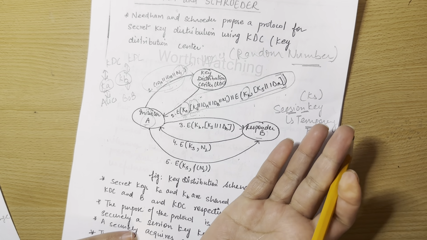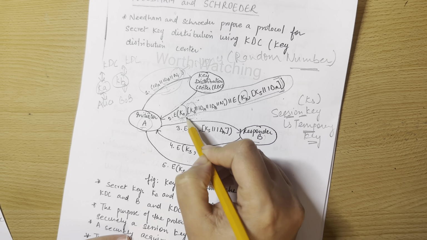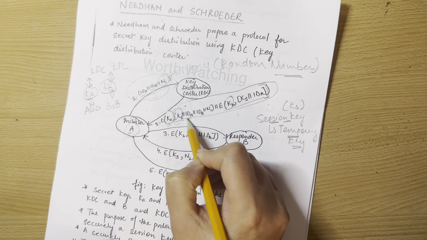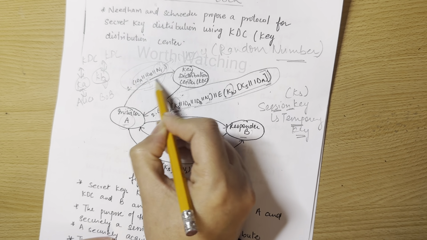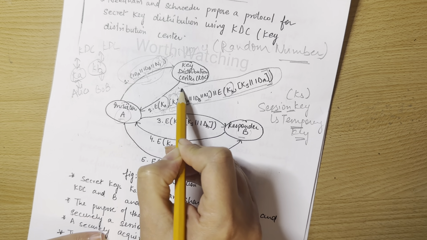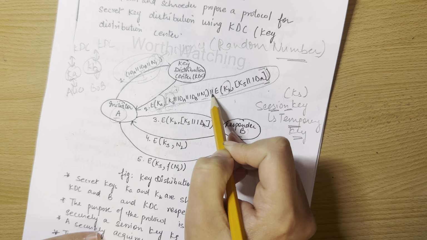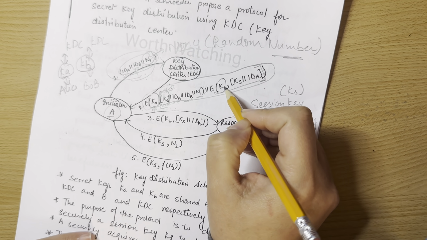How is it distributed over an insecure channel? It encrypted the packet where it put the key, ID of A, ID of B, and nonce 1. So it is kind of the same message which Alice sent, with a new key, KS, the temporary key, appended. And then it put another packet inside this, which is encrypted with KB.